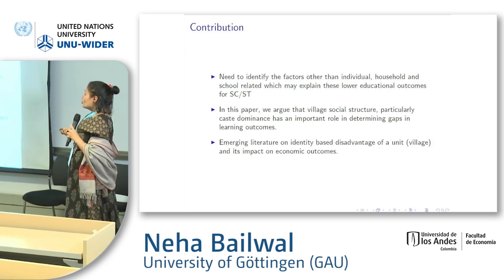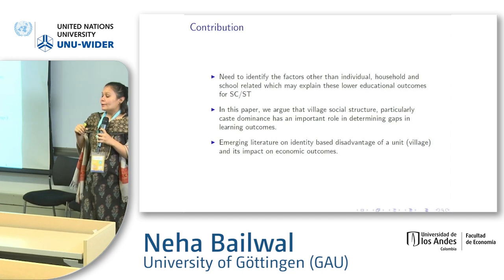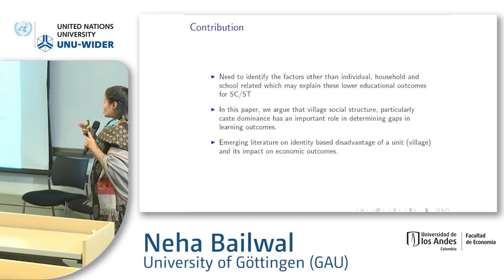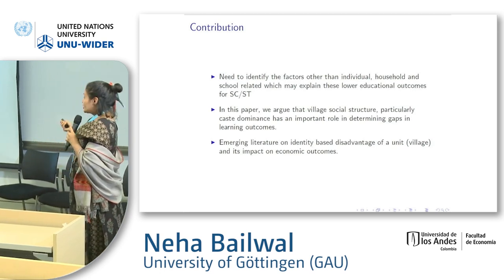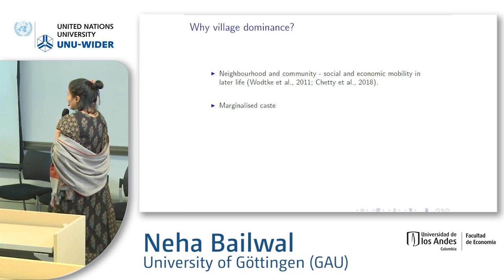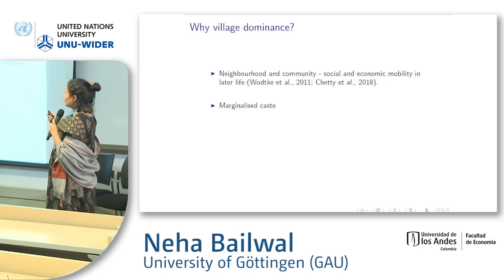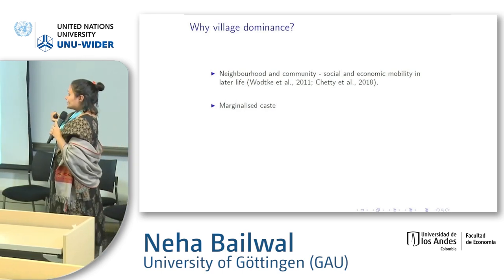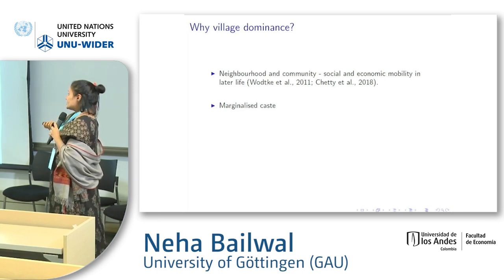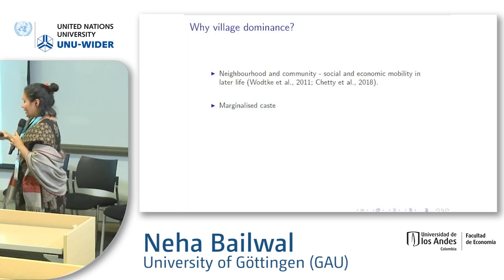We are also trying to move away to this emerging literature. Usually the social identity is associated with the individual or the household, right? But in this paper, we are looking at when the identity is associated with a larger geographical unit, like a village, and its impact on the economic outcome, which in our case is a learning outcome. Now, how do we think village dominance can influence the learning outcome? Neighborhood and community play a very important role in social and economic mobility for later life. There is literature in the USA and Europe which suggests that the neighborhood that the child lives in when they are young plays a very important role in their later life outcomes.